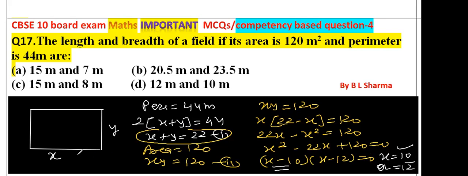So if you take one as 12, then the other becomes 10. So the length is 12 meter and breadth is 10 meter. That is why we can say that D is the correct option.